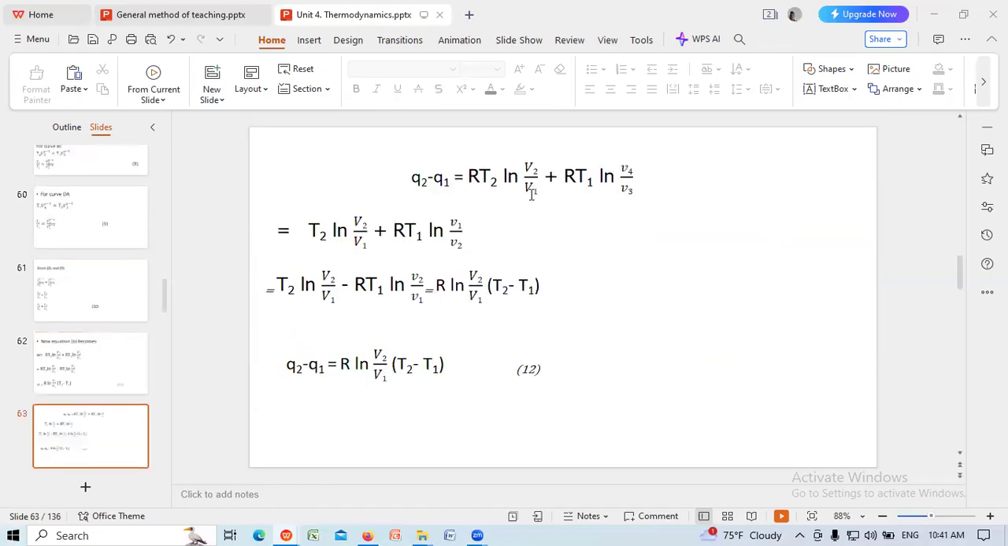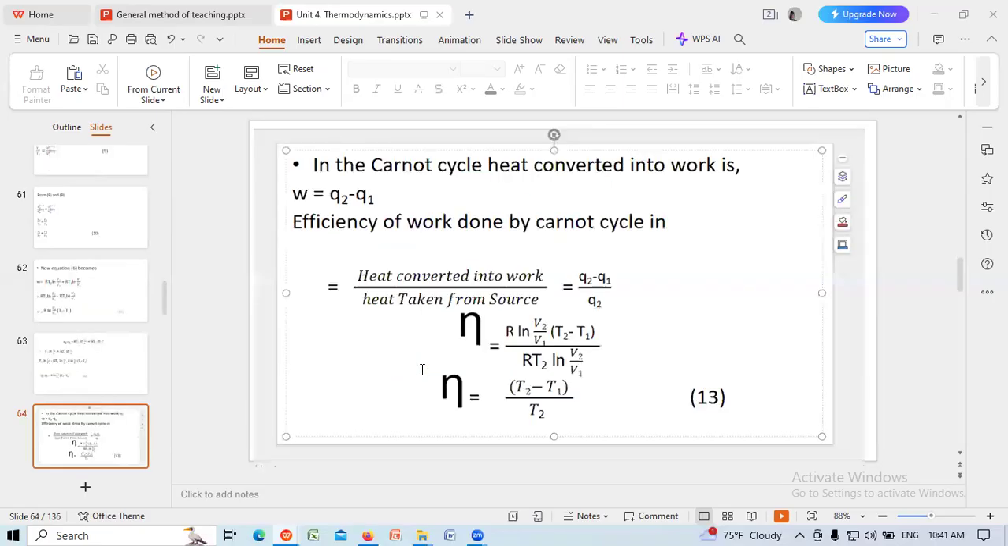Q2 minus Q1 equals RT2 ln(V2/V1) plus RT1 ln(V4/V3), which is RT2 ln(V2/V1) minus RT1 ln(V2/V1), so R ln(V2/V1)(T2 minus T1). Q2 minus Q1 equals R ln(V2/V1)(T2 minus T1), equation 12.